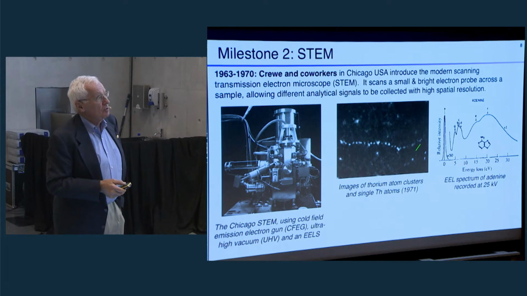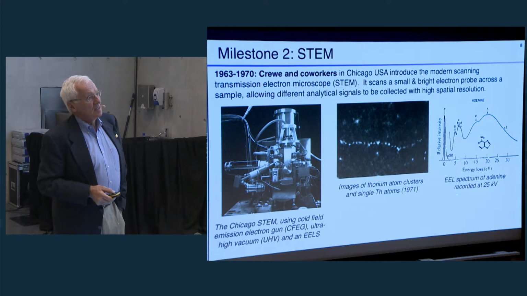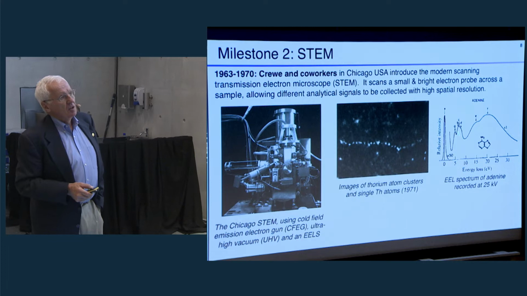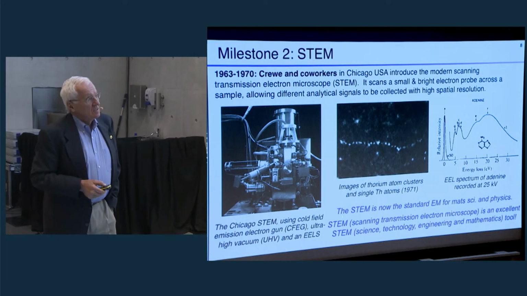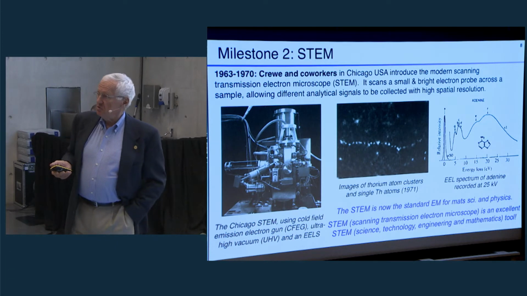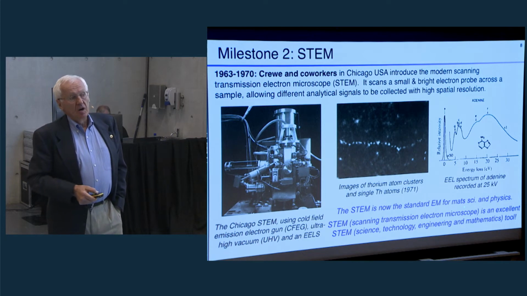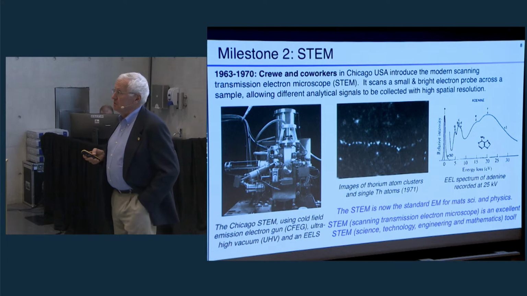And they could also do a wonderful job on spectroscopy. So here's a spectrum of the adenine molecule recorded at 25 kV, low losses, lots of information right there. These kinds of capabilities are of great interest to materials scientists and physicists, so STEM has really taken over for these two disciplines. For biology, the structure is more important.